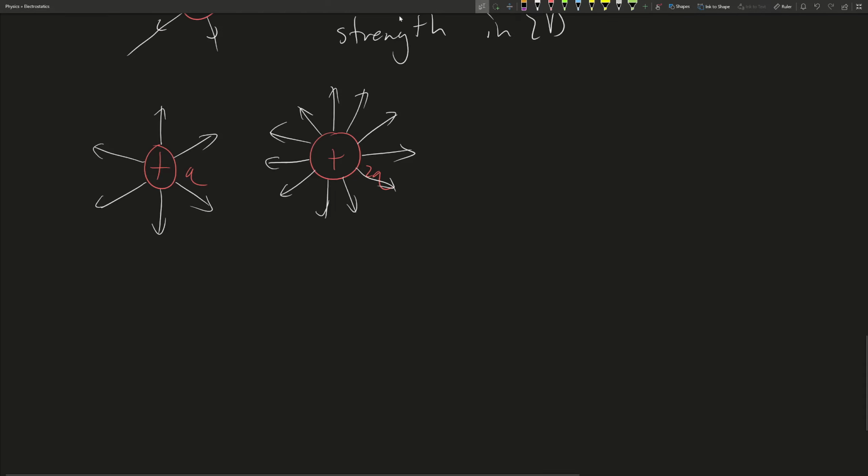Now for negative charges, you can still draw field lines and it'll look almost the same, except that they'll be going into the charge. Because like we said in the rules for drawing field lines, they start at positive and end at negative. And again, the density here indicates the strength of this charge.